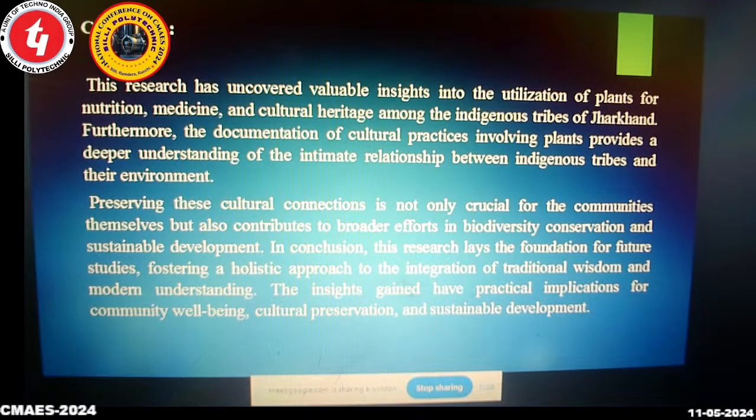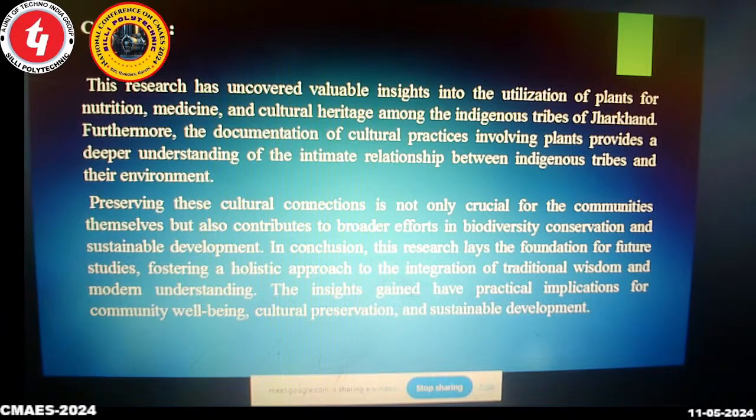Conclusion. This research has uncovered valuable insight into the utilization of plants for nutrition, medicine, and cultural heritage among the indigenous tribes. Furthermore, the documentation of cultural practice involving plants provides a deeper understanding of the intimate relationship between indigenous tribes and their environment.